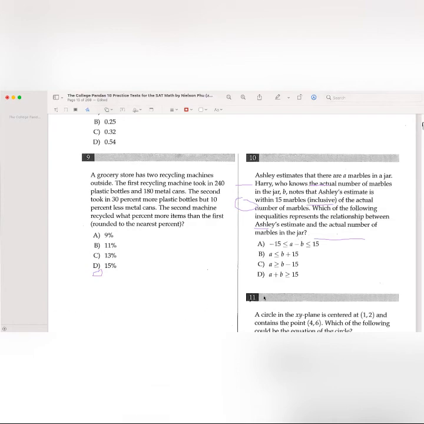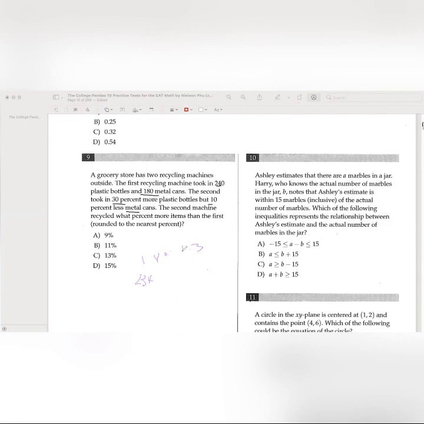A grocery store has 2 recycling machines outside. The first recycling machine took in 240 plastic bottles and 180 metal cans. The second took in 30% more plastic bottles, but 10% less cans. The second machine recycled what percent more items than the first? So 180 times 1.3 would be 234. And then 240 times 0.9 is 216. You add that up and get 450. And then 180 plus 240 is 420. The difference would be 30 divided by 420, and I got 7%.